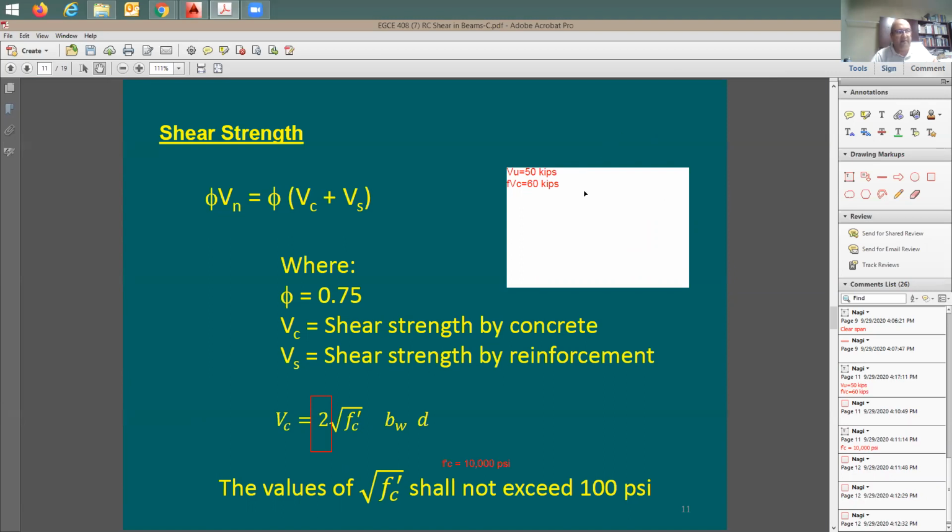Now apparently you're going to say I have enough strength from the concrete to support the shear demand. Do I still need to add some ties? And the answer is yes, you need to add some ties. It's going to be a minimum amount of ties that you need to add there. It is true that the concrete strength is enough, but you still need to add some minimum ties.